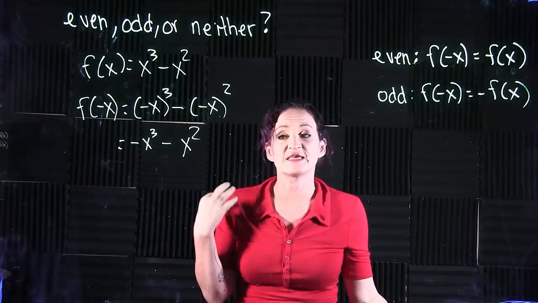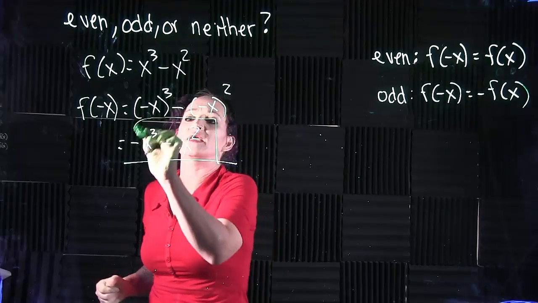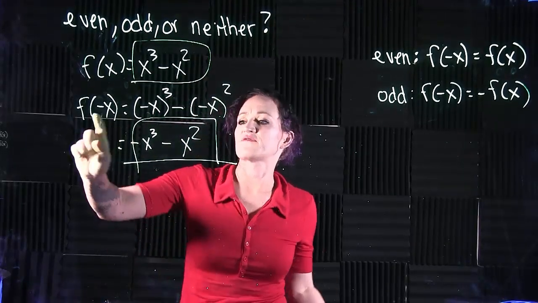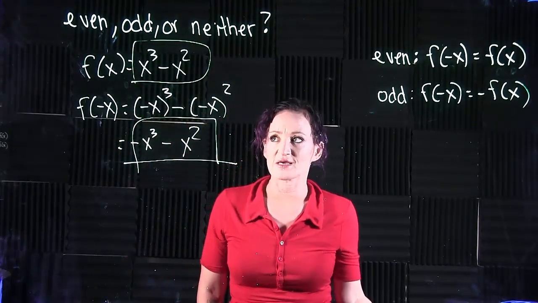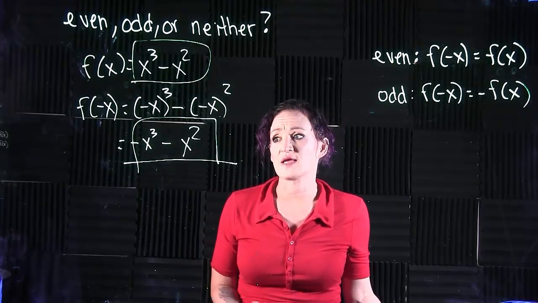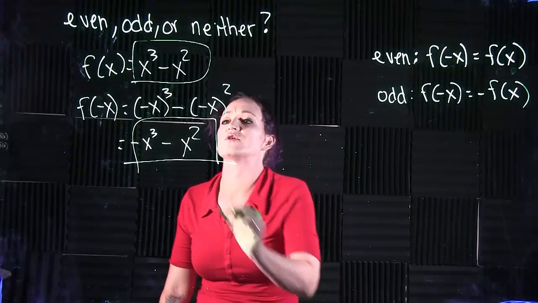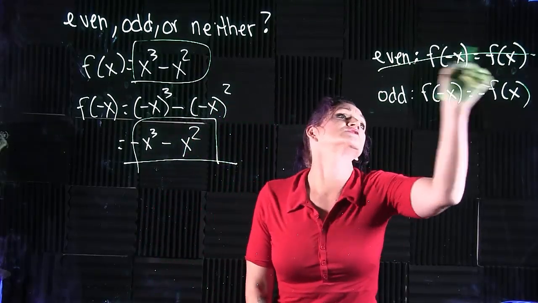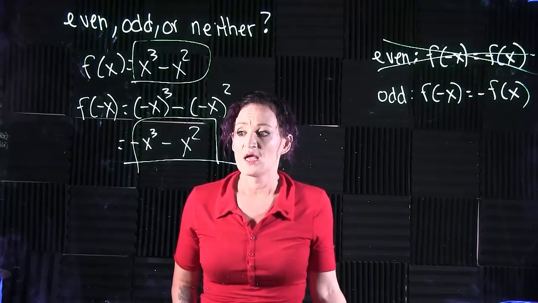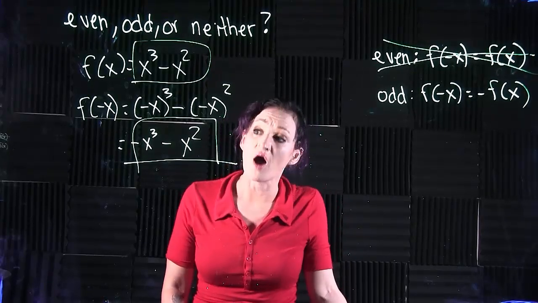So then, it's even if this equals this, if f of negative x equals f of x. Now, these are not the same thing, all right? We have a positive x cubed here. We have a negative x cubed here. That does not work. This is not an even function. Now, we still need to test to see if it is an odd function.